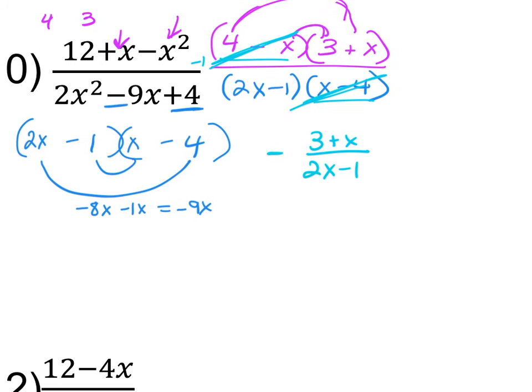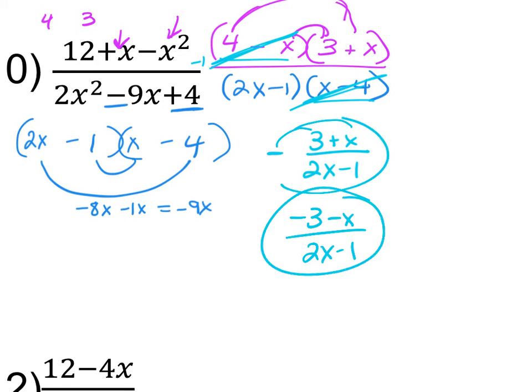Or I could distribute it in, but just to one or the other. So if I'm going to distribute it to the top, negative 3 minus x over 2x minus 1, don't distribute it to both. So either of these answers would be right. Negative out front, 3 plus x over 2x minus 1, or the negative distributed in just the numerator.